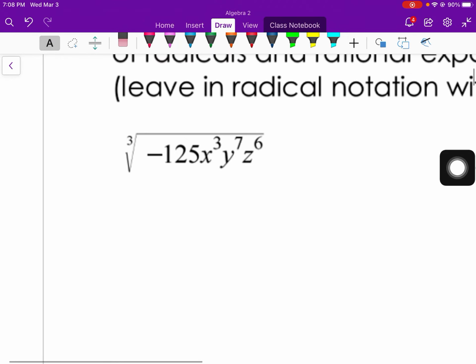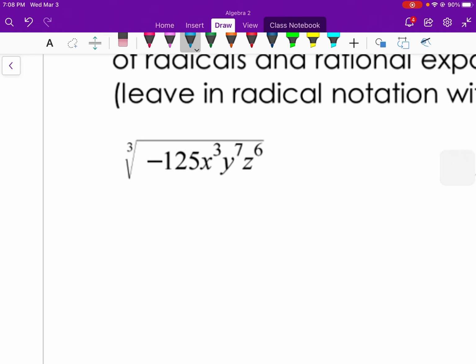And so, right away, we'll notice that the index is 3, so we'll want 3 factors of something. Because it's odd and negative, we can pull out a negative. This is 5 and negative 1, 25, which is 5 times 5. We got a negative 1 in there, so we could pull out a negative 5. Then if we look, we have 3 factors of x, so we can pull out an x.